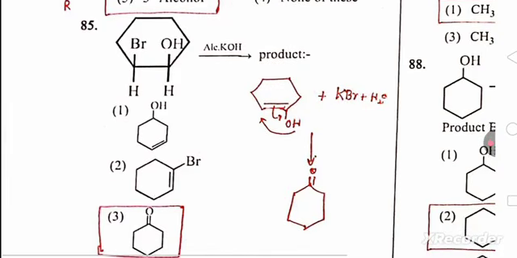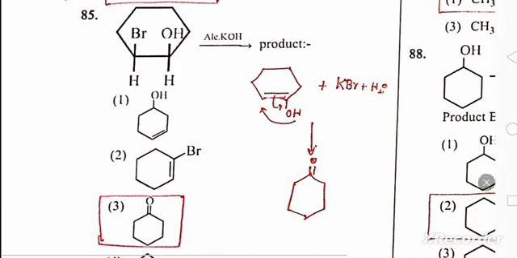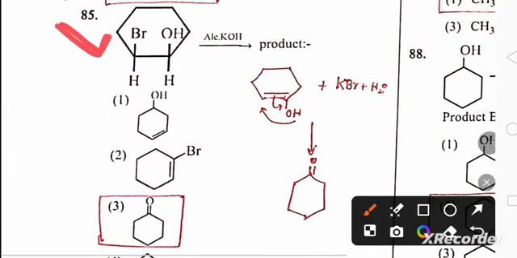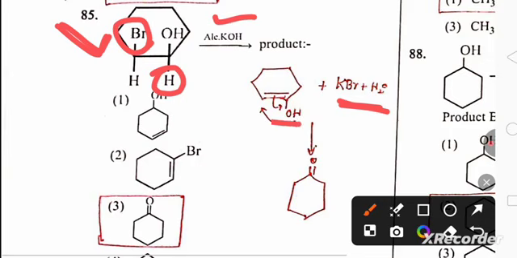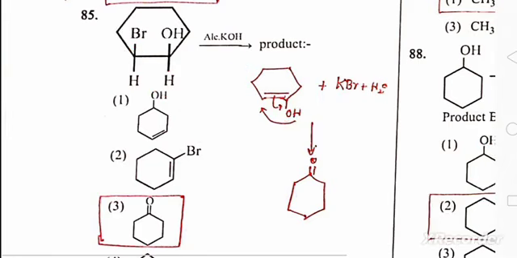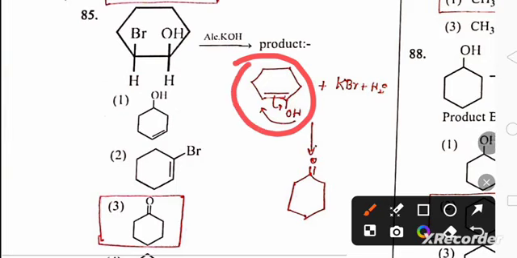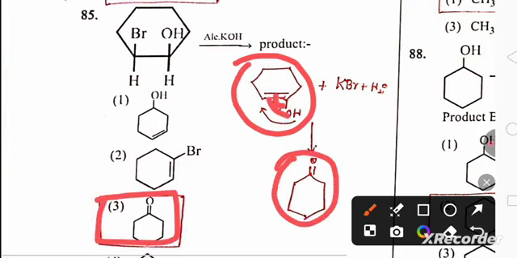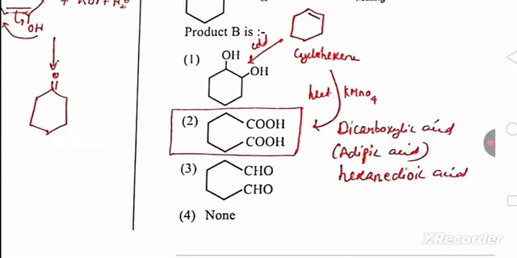In another question, 85th question, this compound on reacting with alcoholic KOH undergoes dehydrohalogenation to form KBr and water. You will get this product having a double bond and alcoholic group, cyclohexenol. So this on tautomerization, shifting of double bond and oxygen, you will get keto group, cyclohexanone. So cyclohexanone is the right answer for this question. Let us move to the next question.